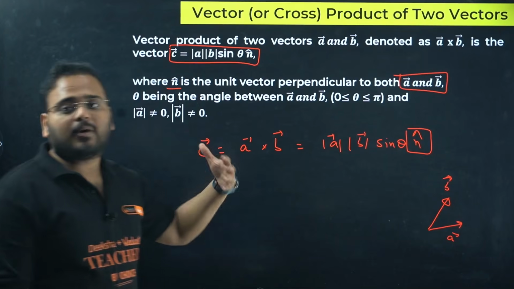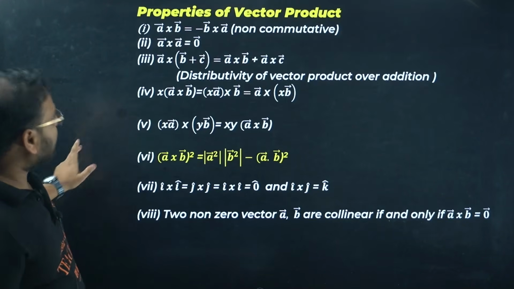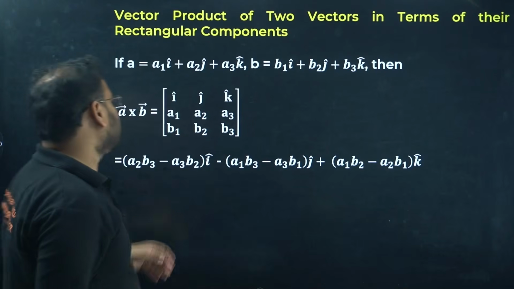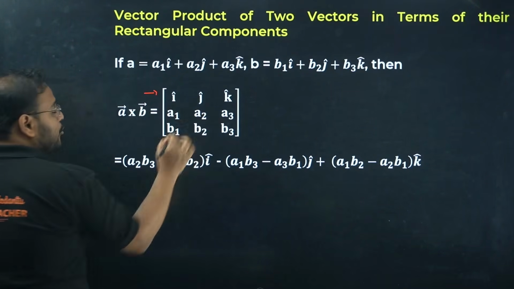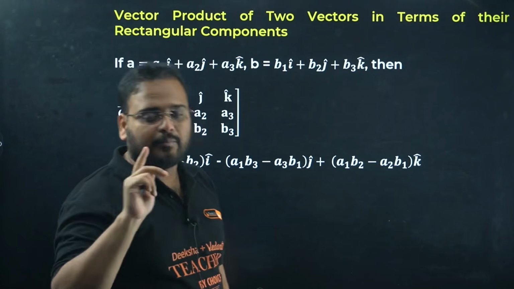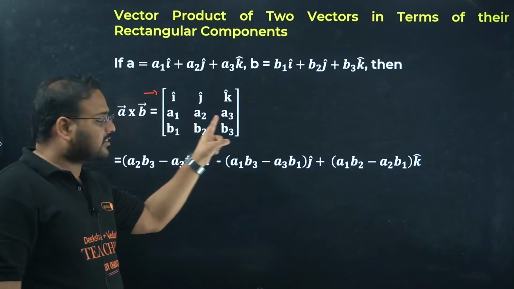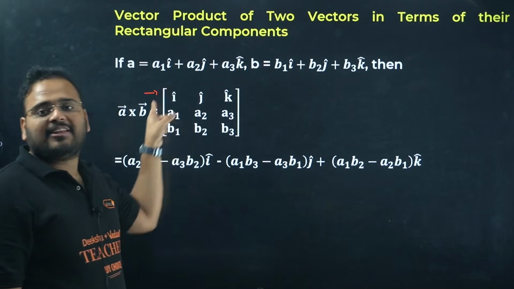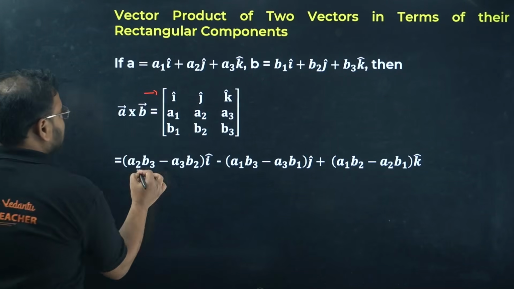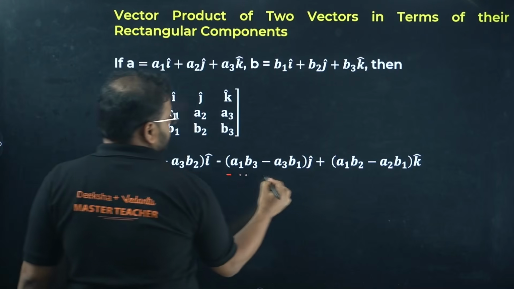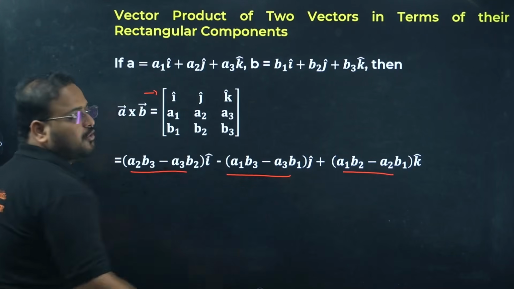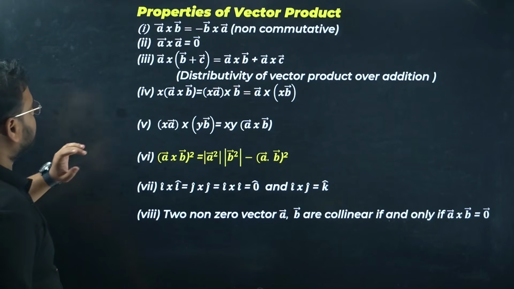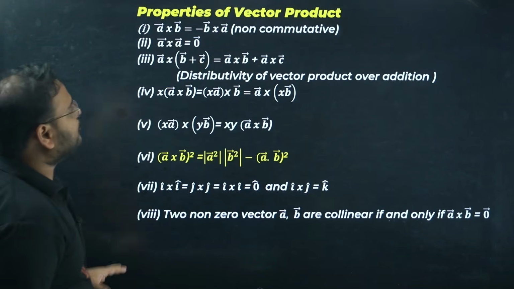Now when you talk about rectangular components, again this changes to this one. You have to use a determinant to get the result over here, and what you do in this case, simply write the first row as i j k, the rectangular components, and write the first vector coefficients, so a1 a2 a3. Same way write the vector b, b1 b2 b3, and solve this for the determinant. You'll get this as i, then for j and for k. You'll get this as your resulting vector C. Okay, got it? Let's look at some properties of vector product.